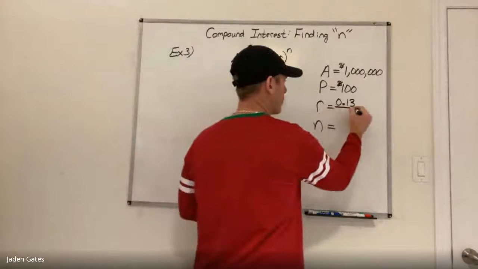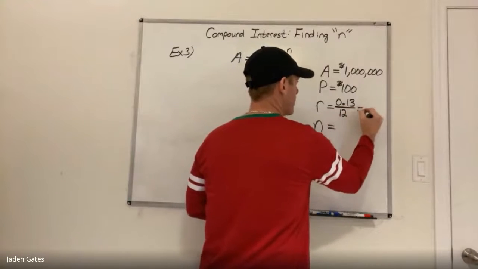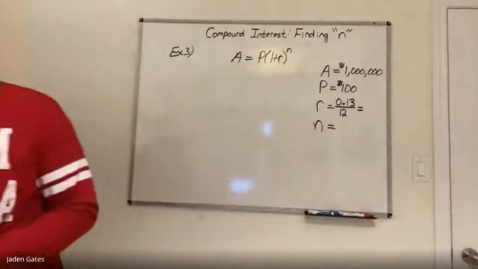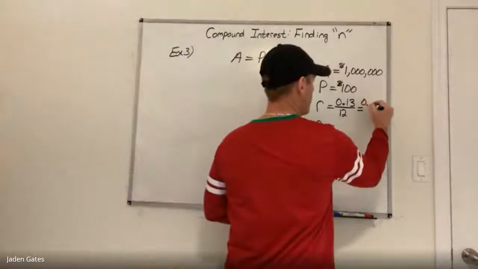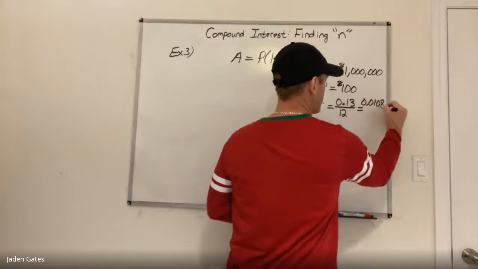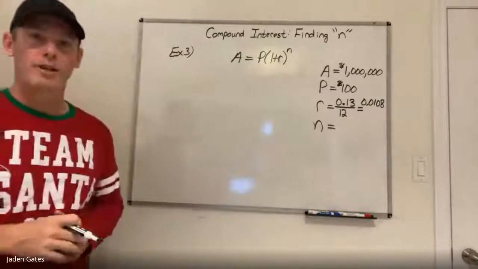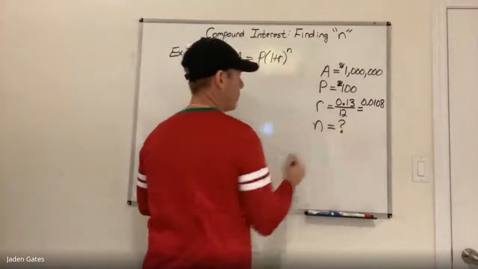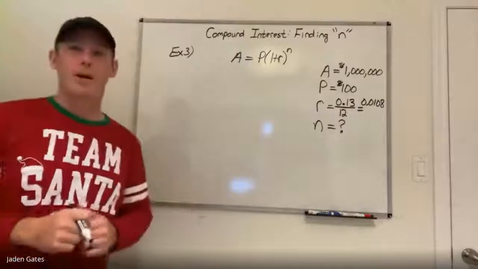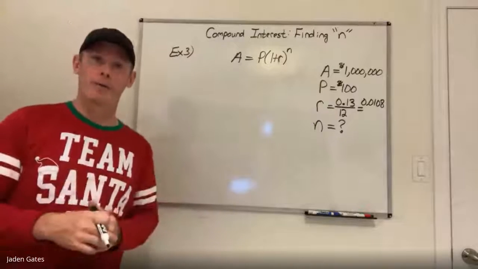So I'm going to take that 0.13, divide it by 12, and I end up with, well, it's even going to be a smaller decimal. I'm going to get 0.0108. All right, so 0.0108 there for the interest rate. Again, and we don't know n. So again, just with other compounding periods, setting it up is a little bit different.